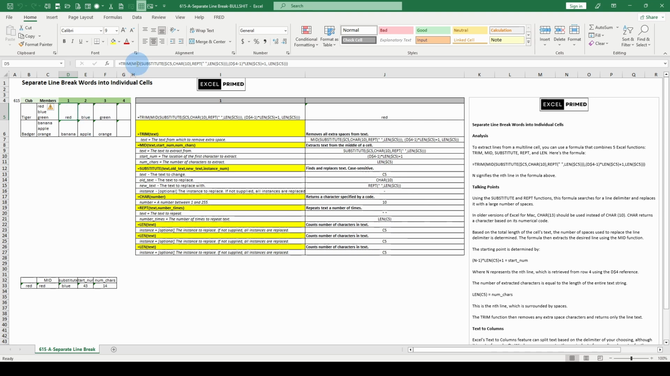Here's the formula: trim, mid, substitute. The trim we can throw out for now. What we're trying to do is find and substitute the spaces. No, we're going to be using a straightforward approach here. Substitute is going to be our text. Our start number is going to be this D4 minus 1, len C5, and mid is going to look at the number of characters here.